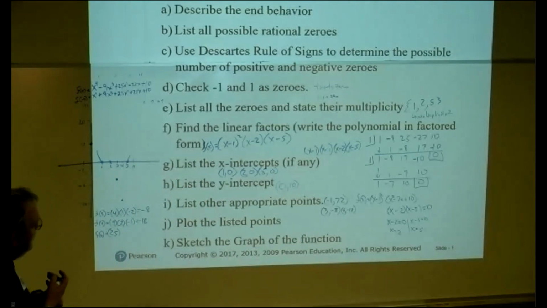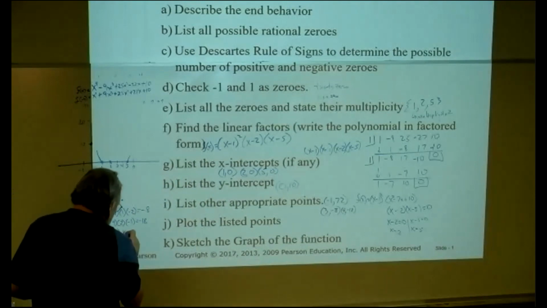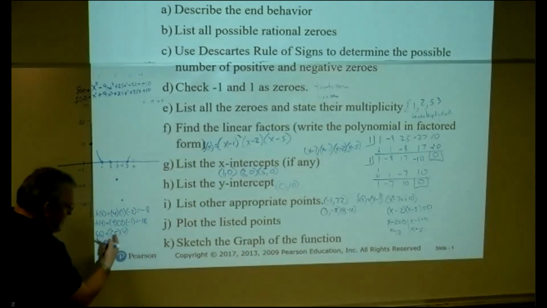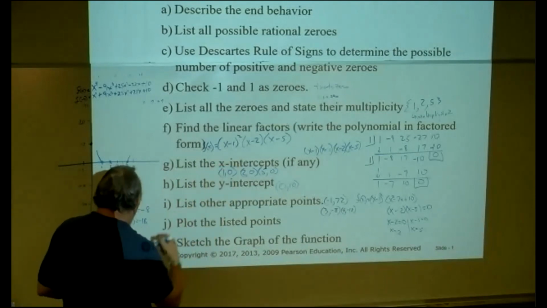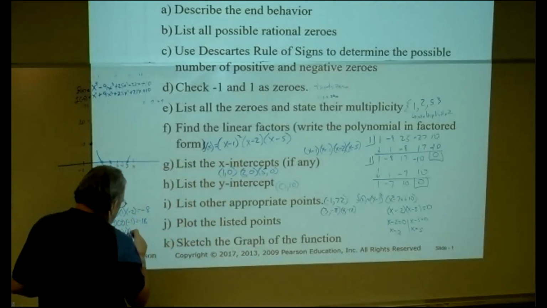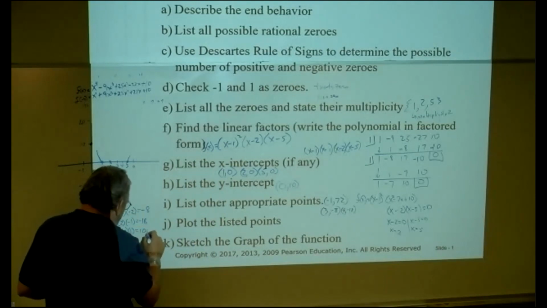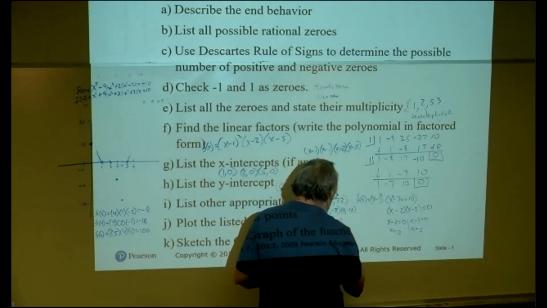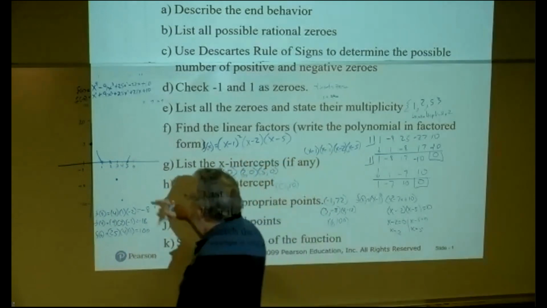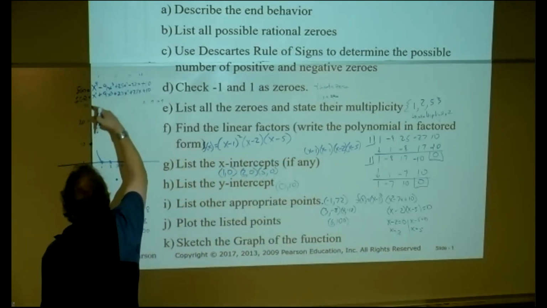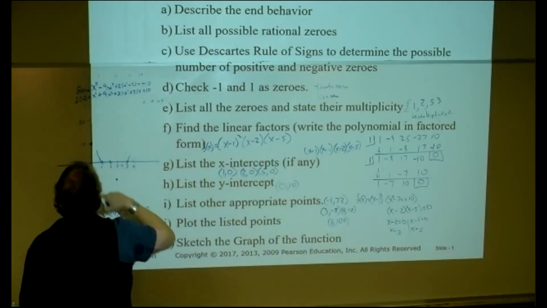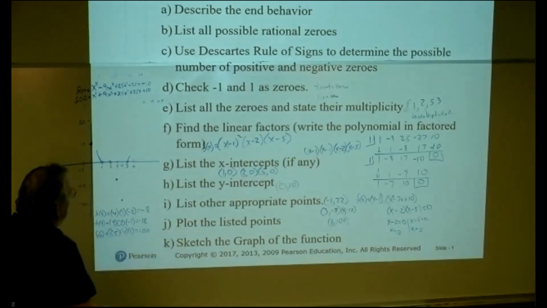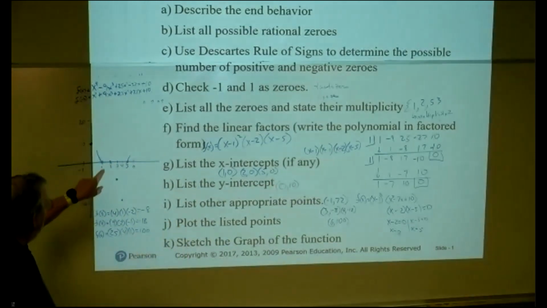6 minus 2 is 4. So we're already up to 100. And 6 minus 5 is 1. So this is 100. So I have 6 comma 100 is another point. So that's even higher than my 72. 72 is going to be way too high. So the only other point I want to find out is what happens between 1 and 2.